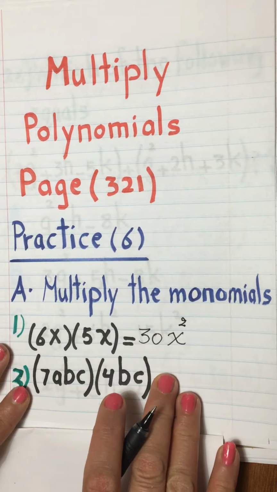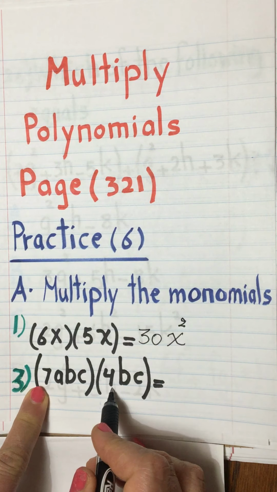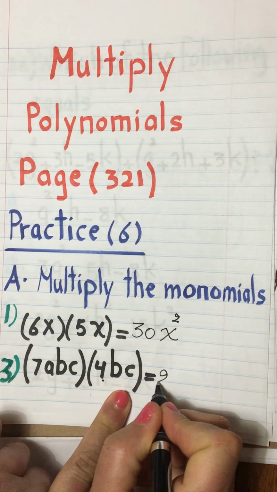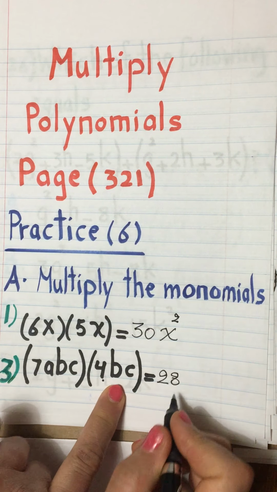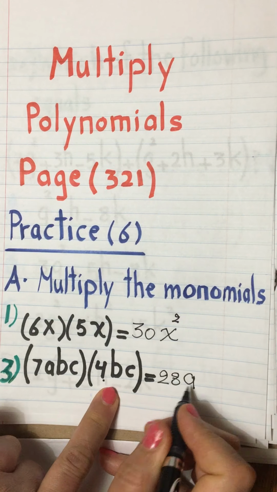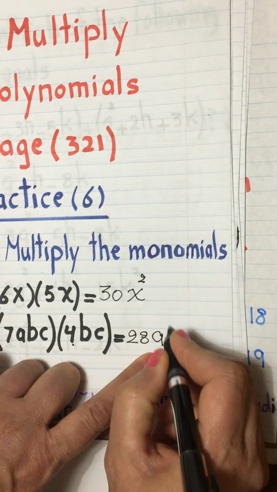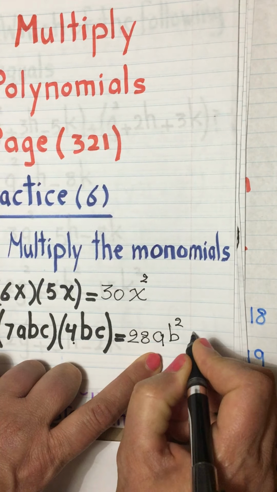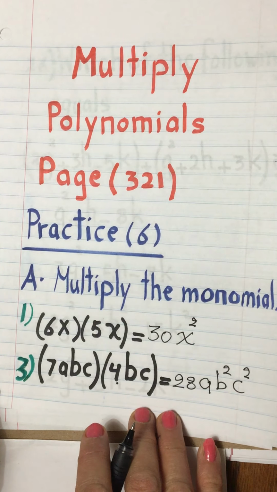For the second, question 3, 7 times 4, 28. A, write it down. B times b, b squared. C times c, c squared. So it's b squared, c squared. This is the answer.